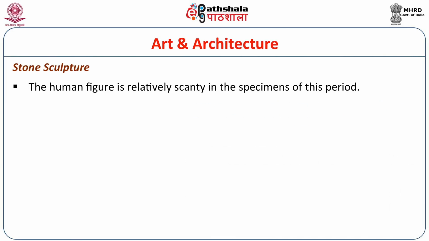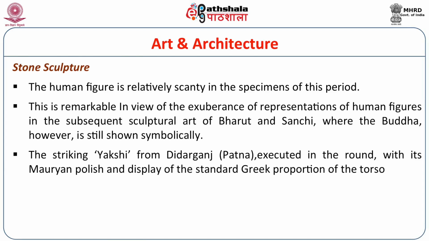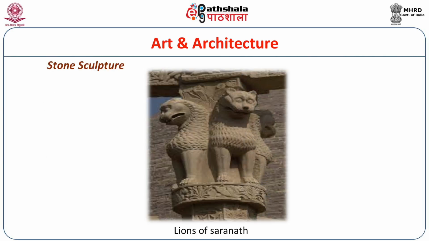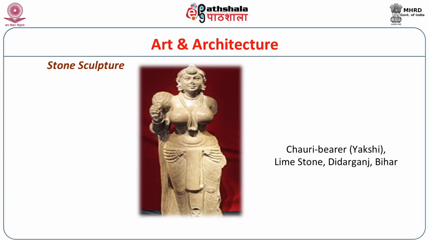One typical feature of the sculptural art of the Mauryan period is that the human figure is relatively absent. This is remarkable because during the later phase we see the exuberance of human figures. From this period we also have the striking yakshi of Didarganj, which has been executed in the round. It is a three-dimensional figure and it has the lustrous Mauryan polish. Here we have the lions of Sarnath and the chauri bearer, the yakshi from Didarganj.